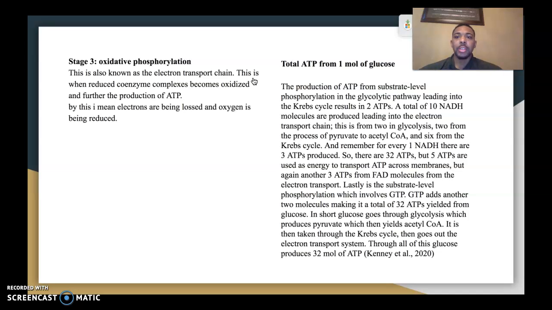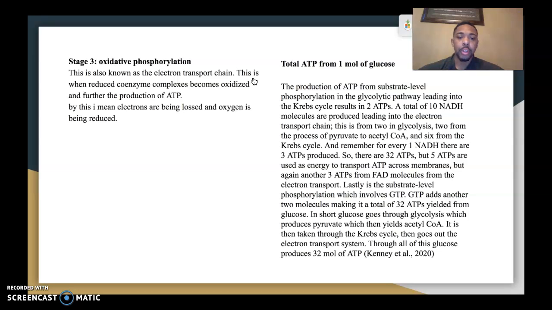The next step is oxidative phosphorylation. This is known as the electron transport chain. This is when reduced coenzyme complexes become oxidized and further the production of ATP. And by this, I mean electrons are being transported and lost, as well as oxygen being reduced. In this process, the compounds go through a protein gradient, and within this protein gradient, hydrogen protons are being released to keep stored energy and to produce that stored energy into ATP.